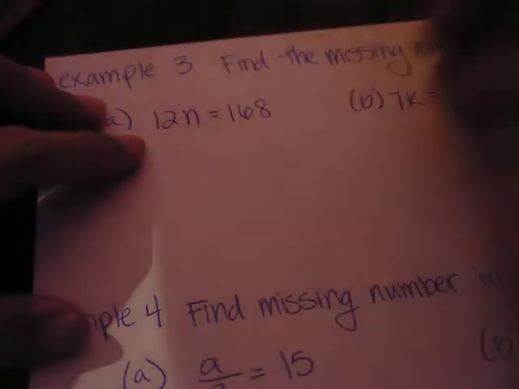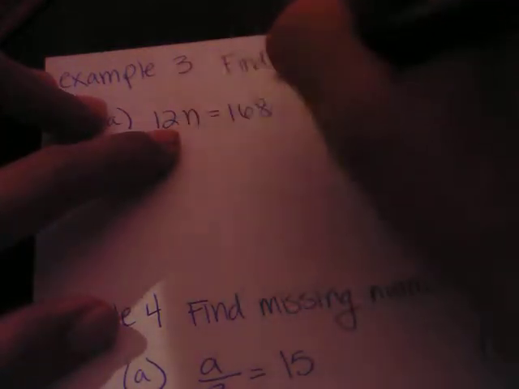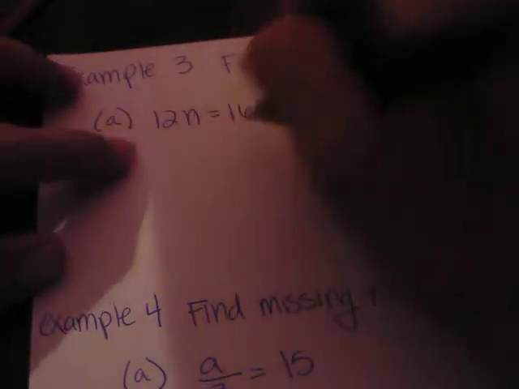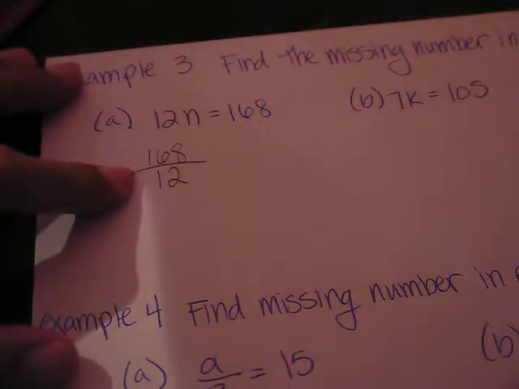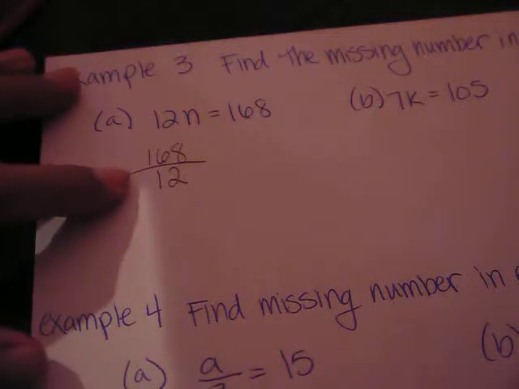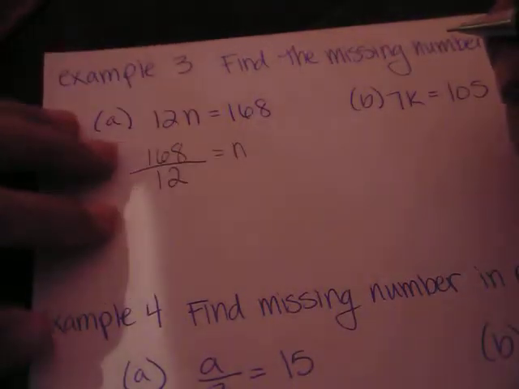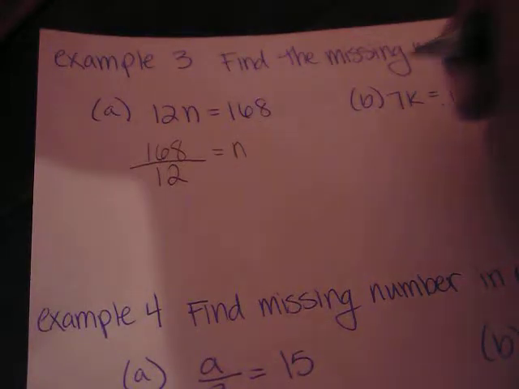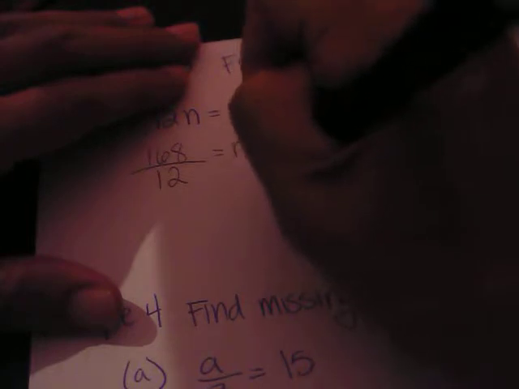All right. 12 times something equals 168. And so how do we get that? Rewrite it. So n, 12 times something equals 168. Well, to get the answer, you can do 168 divided by 12. Okay? And then we would find out our n. Now, you might not know that in your head, what the answer is.